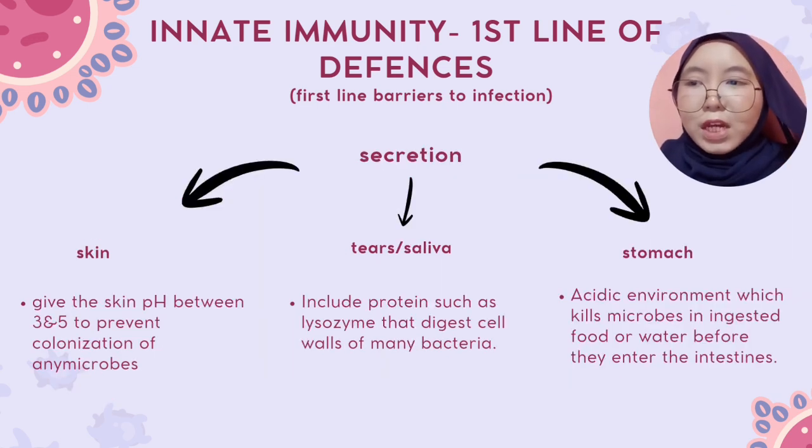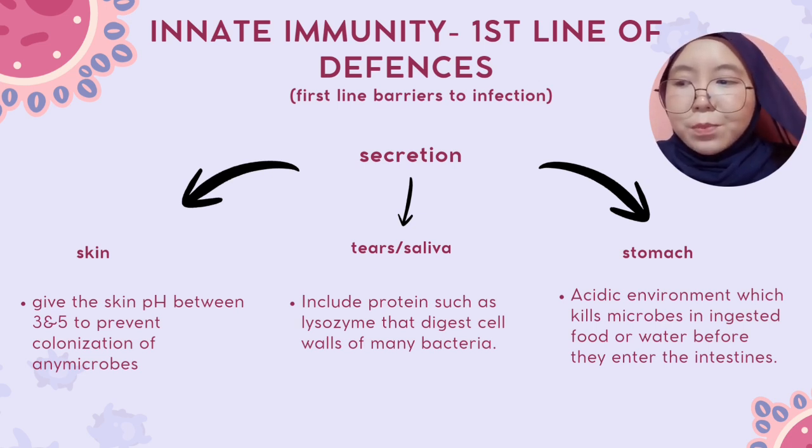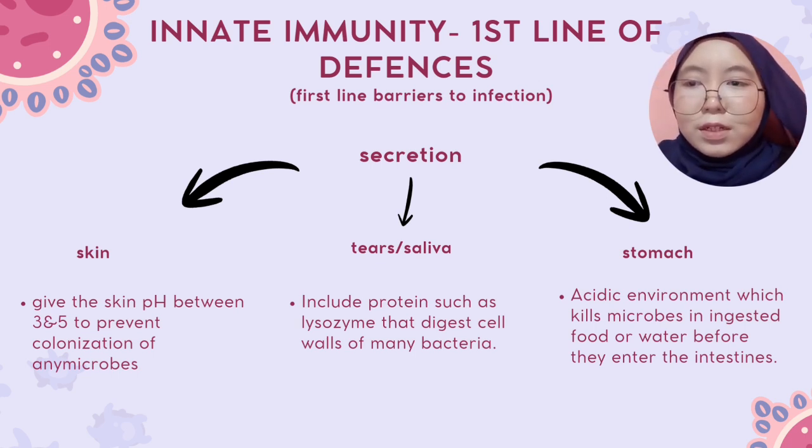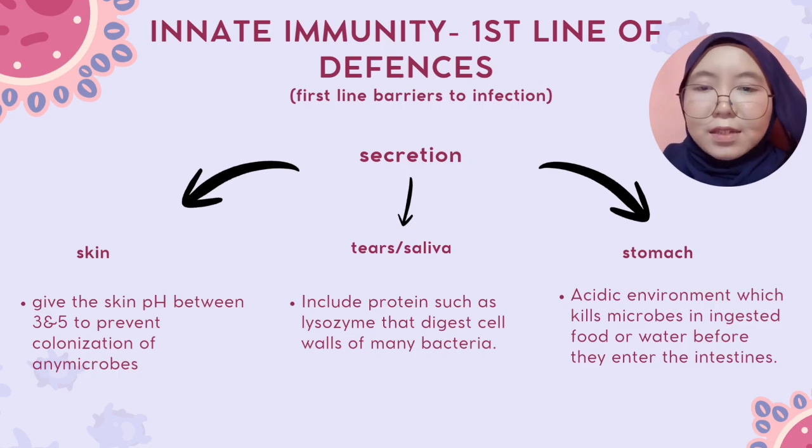There are three types of secretion. First, skin, which contains sweat and oils that give the skin a pH between 3 and 5 to prevent colonization by microbes. Second, tears and saliva include proteins such as lysozyme that digest the cell walls of many bacteria. Third, the stomach has an acidic environment which kills microbes in ingested food or water before they enter the intestines.